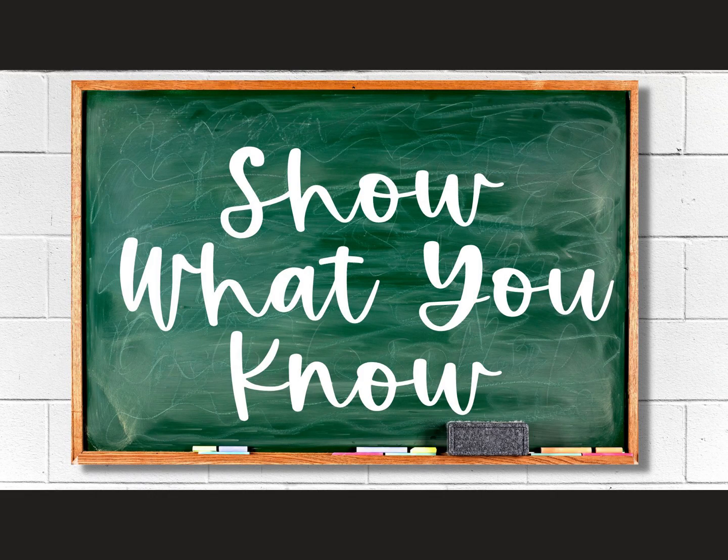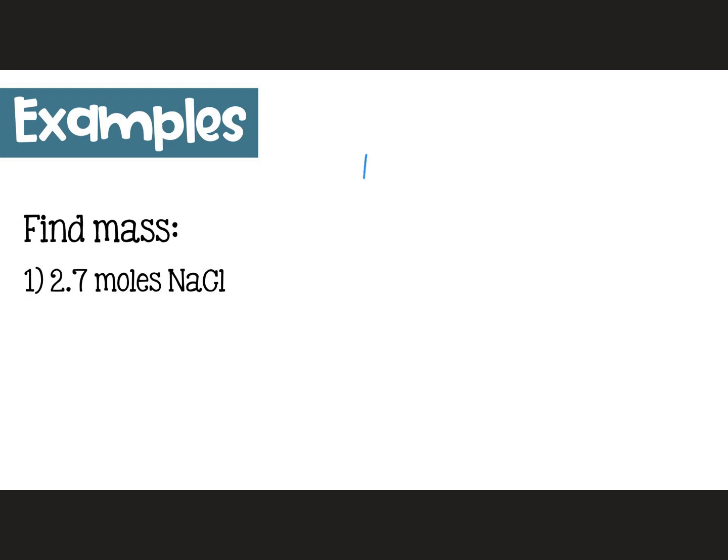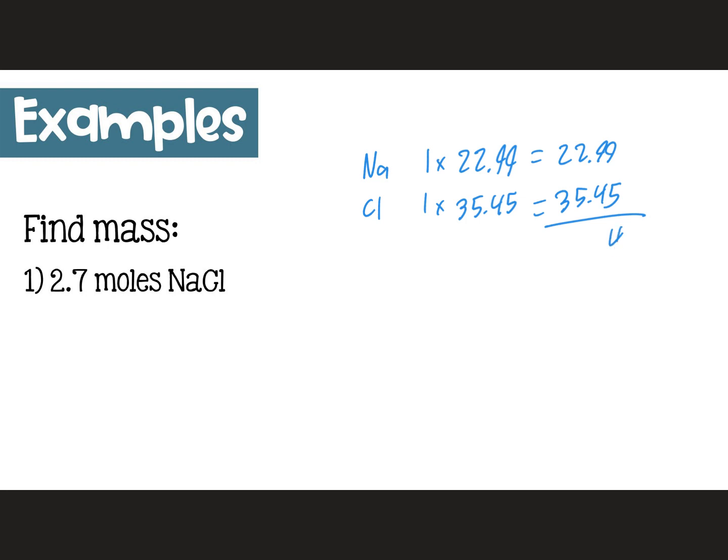Let's go ahead and have a look at the Show What You Know questions. For our first example, we need to find the mass of 2.7 moles of NaCl. Sodium chloride is made up of 1 sodium and 1 chlorine. Sodium's molar mass is 22.99 and chlorine's is 35.45. That means the mass of sodium chloride is 22.99 plus 35.45, which is 58.44 grams per mole.